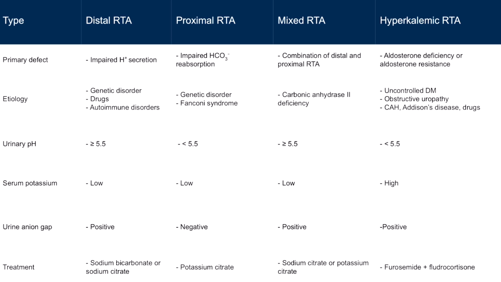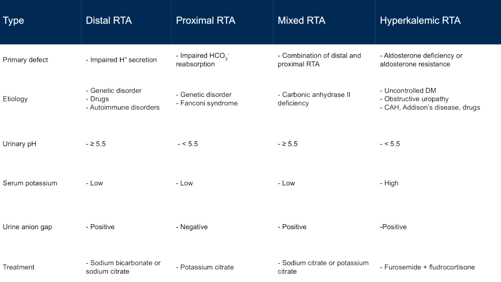Proximal RTA, or type 2 RTA, is caused by the impairment of bicarbonate ion reabsorption, leading to a decrease in urinary pH to less than 5.5, a negative urine anion gap, and a low serum potassium, and this can be treated with potassium citrate. Mixed RTA, or type 3 RTA, is a rare type and is a combination of distal and proximal RTA with a urinary pH of 5.5 or higher, a positive urine anion gap, and a low serum potassium, and this can be treated with sodium citrate or potassium citrate.